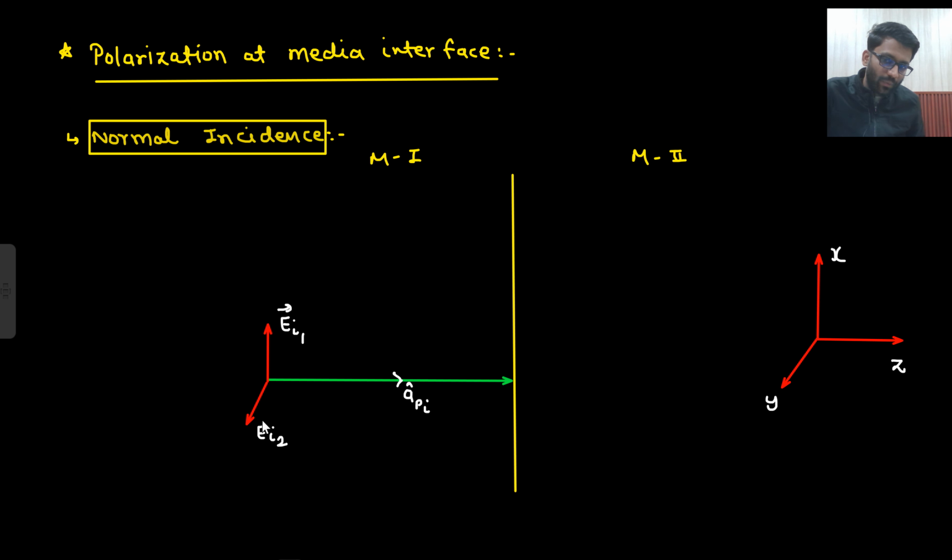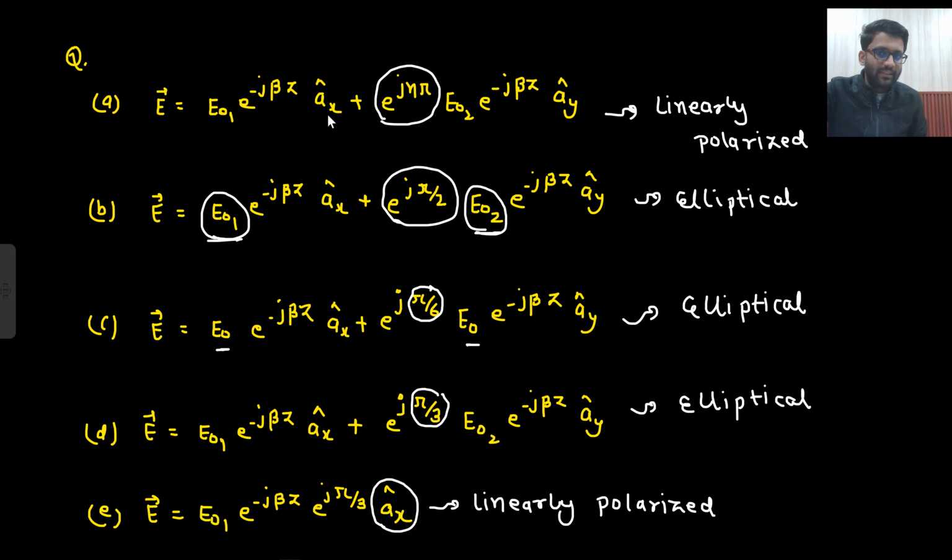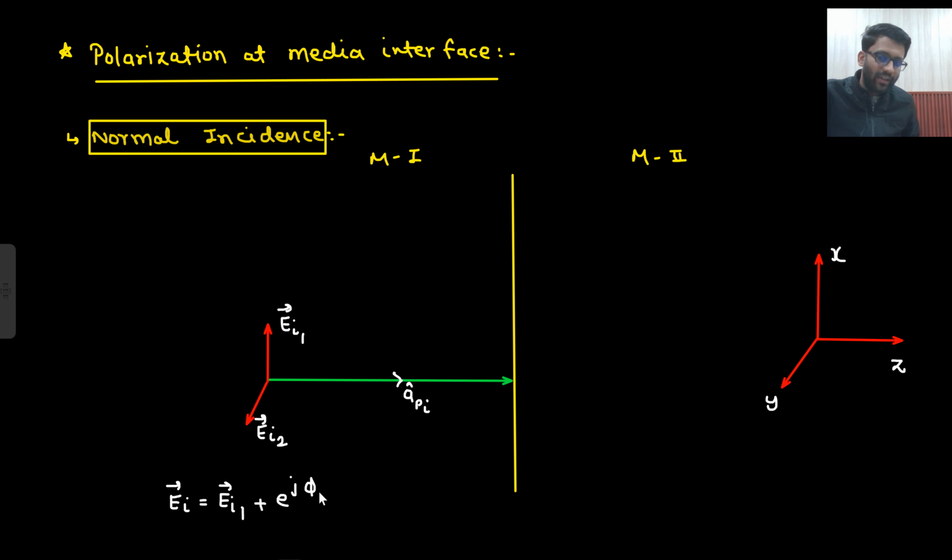So it is having two components, EI1 and EI2. Basically your incident wave is a combination of two components. One is dancing in x direction, another one is dancing in y direction, but there could be a phase difference between them. It is not necessary that both are in the same phase. Basically, this is the scene: one is dancing in x, one is dancing in y, and there is some phase difference. That's it. This is your incident wave. Certainly, this kind of incident wave you can get.